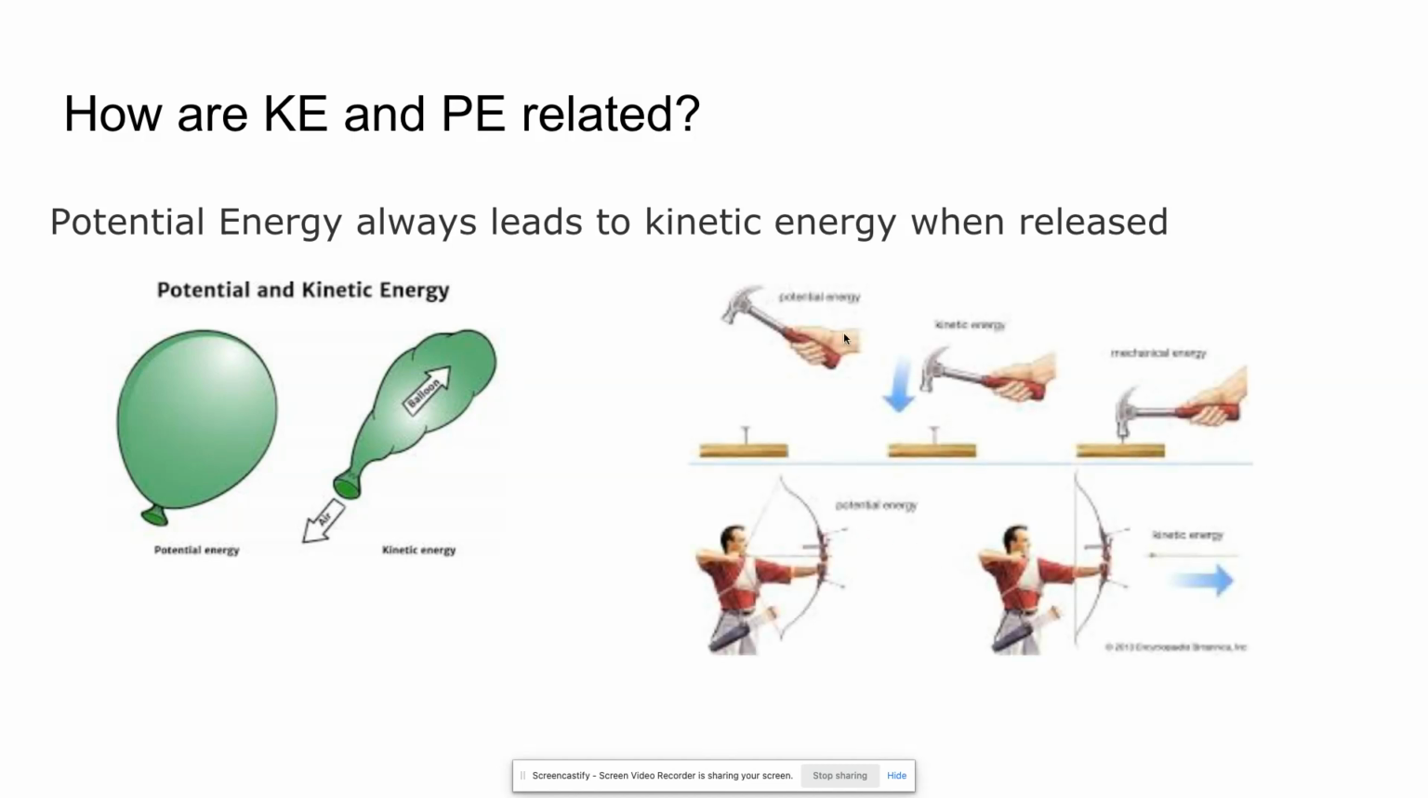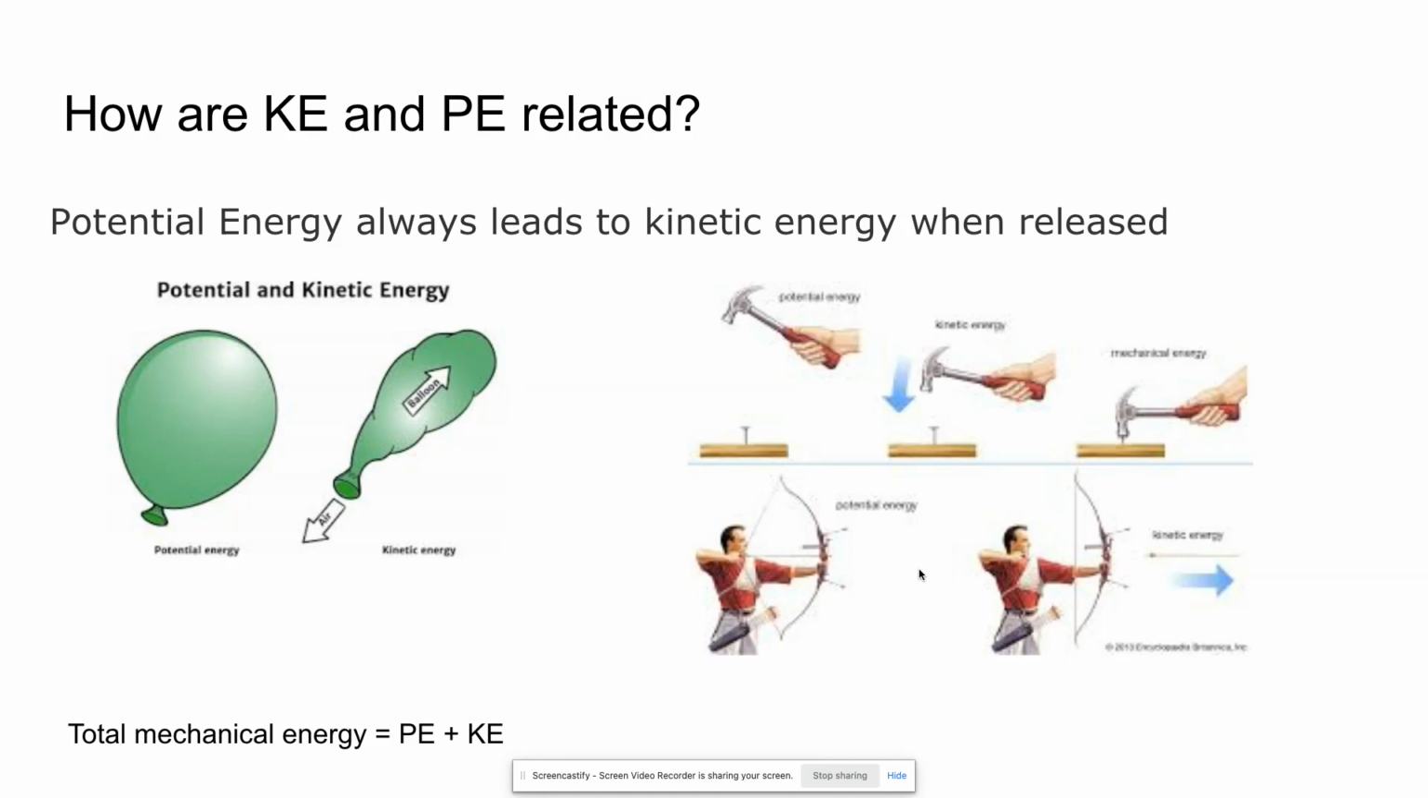Here's two others. The hammer up here has potential energy, which we could actually calculate. And when it falls and strikes that nail, we can actually calculate how much energy it strikes the nail with. Same thing with this archer here. As he pulls back on the string on the bow, the arrow gets a ton of potential energy. And when he lets go, that's going to shoot that arrow out at a certain amount of kinetic energy. So we're going to learn how to do that.